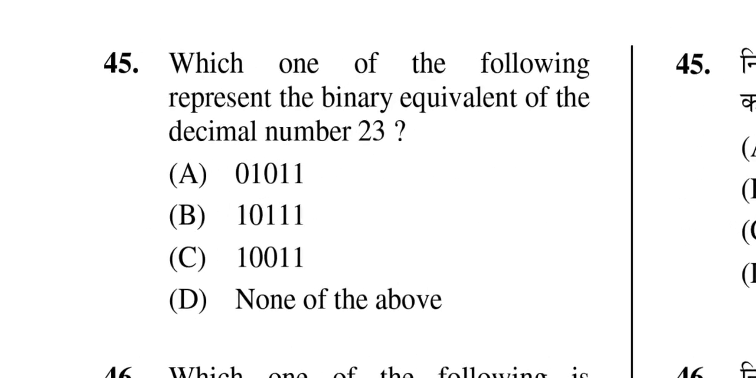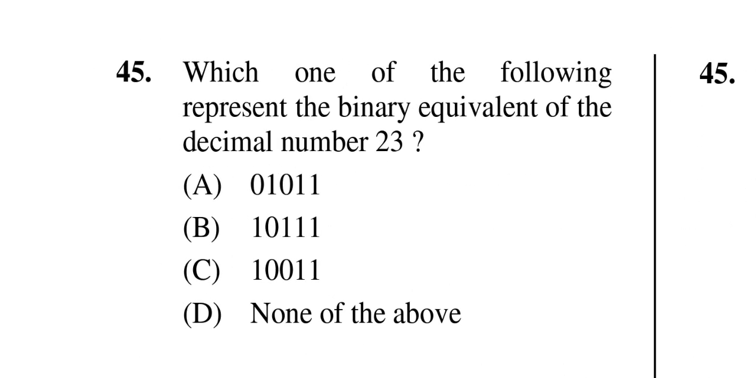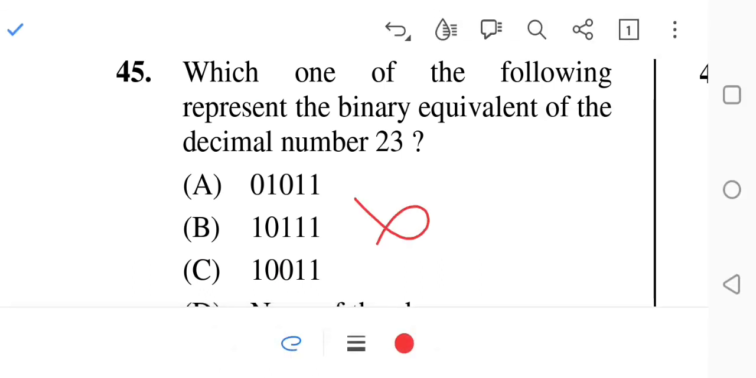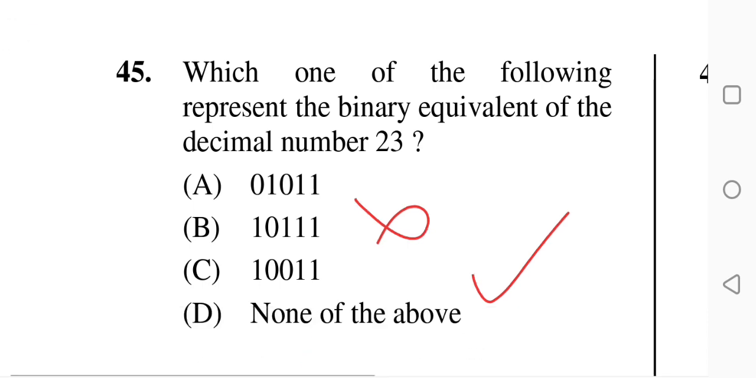Okay, 45. Which one of the following represent the binary equivalent of the decimal number 23? 0, 1, 0, 1, 1, 1, 0, 1, 1, 1, 1, 100, 1, 1, none of the above. What do you say? 45. Correct answer of 45. It will be all are wrong. That means none of the above. It will be the correct answer. Number D will be the correct answer.